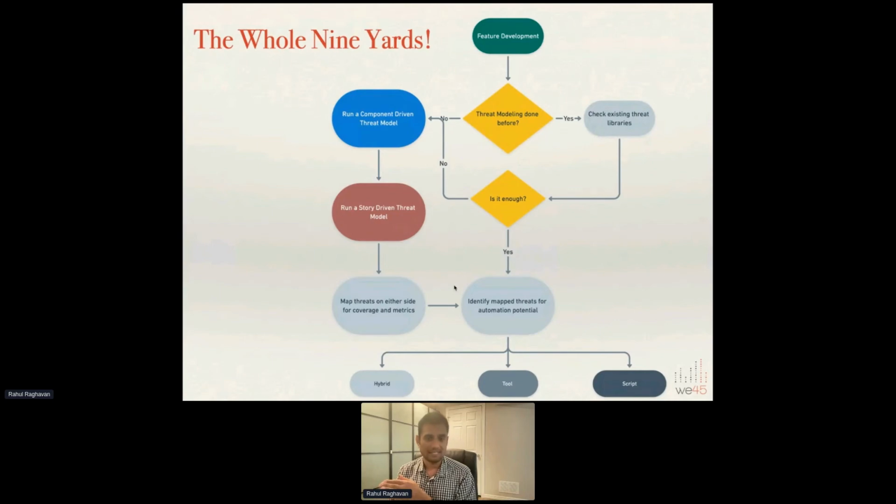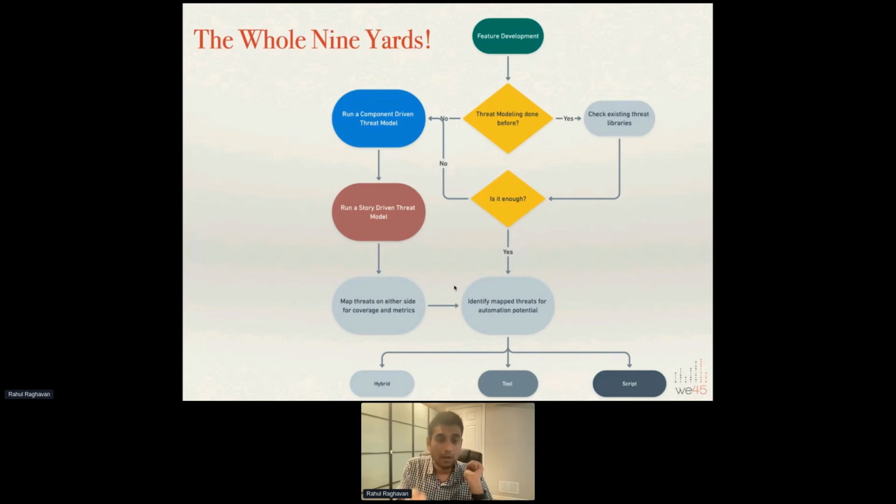You combine the threats that the component-driven model is giving you along with the threats that the story-driven model is giving you, and then you have this unique set of threats. You're really throwing the kitchen sink at it and getting a multitude of threats from both these schools of thought, and then you start working on them.